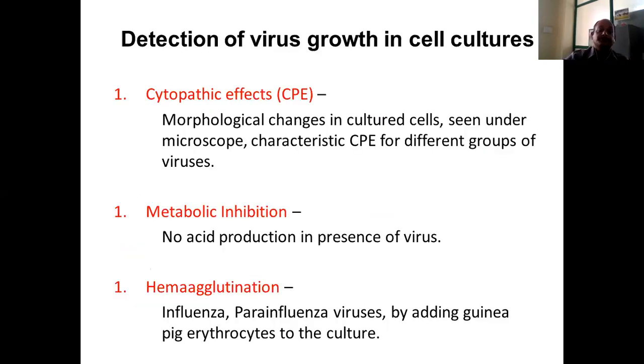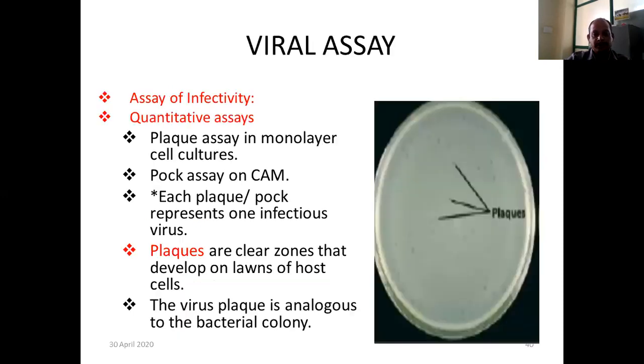Other examples: ground glass appearance of hepatocytes in the case of hepatitis B virus. That is also one of the important cytopathic effects which can be seen in hepatitis B virus. Then production of pocks by the pox viruses.